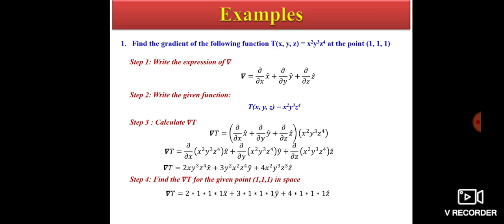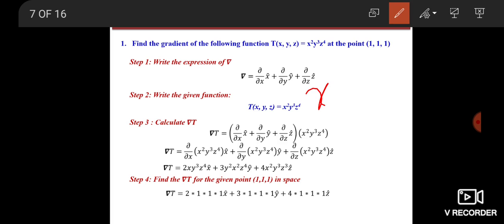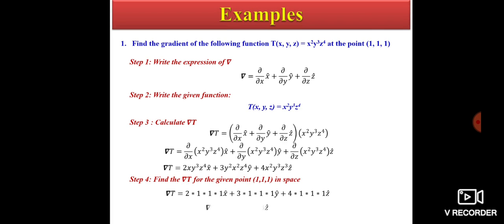So if we put these values, that means in place of x we use x equal to 1, y equal to 1 and z equal to 1. What we get is this expression, and our result is 2x cap plus 3y cap plus 4z cap. So in this way we can solve any problem regarding the gradient in the Cartesian coordinate system.